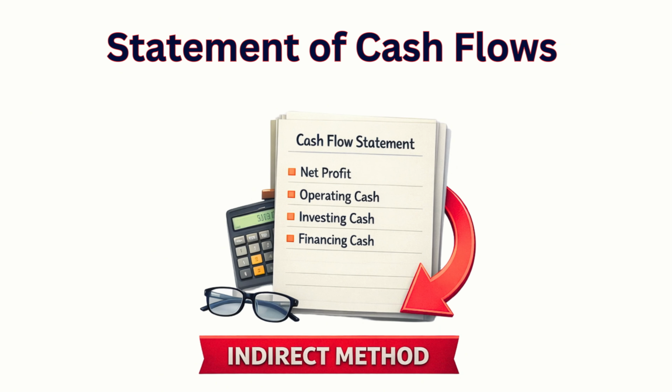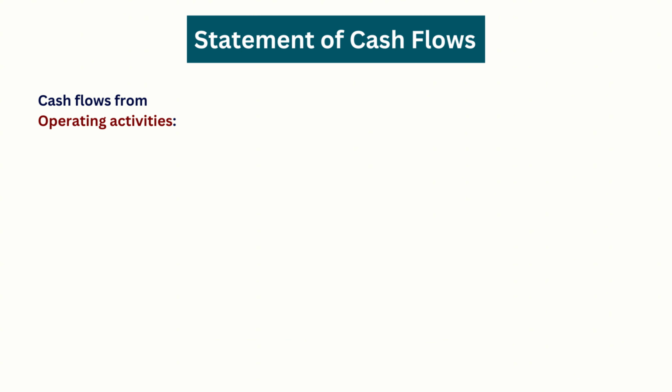In this video, we're going to focus on the indirect method of preparing the statement of cash flows. Let's look at how the statement of cash flows is structured. First, we have operating activities. This section shows the cash generated from the company's core business operations.